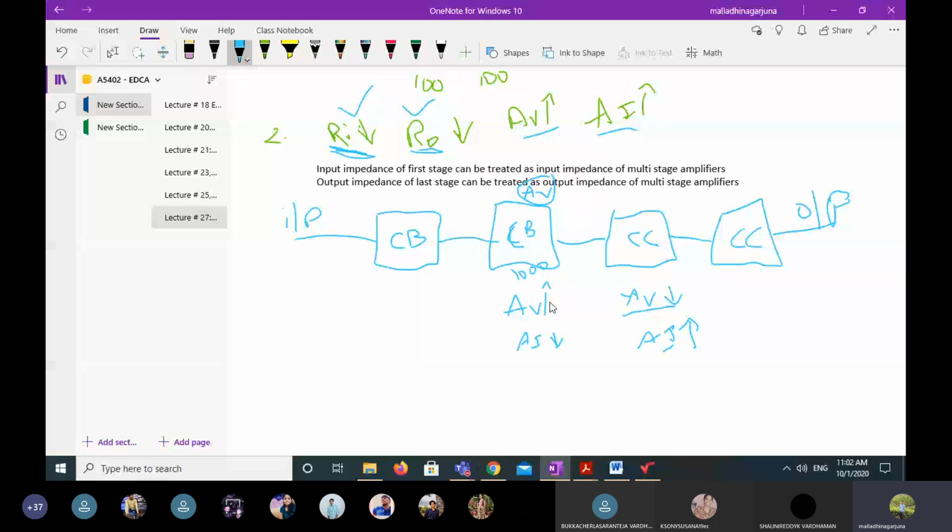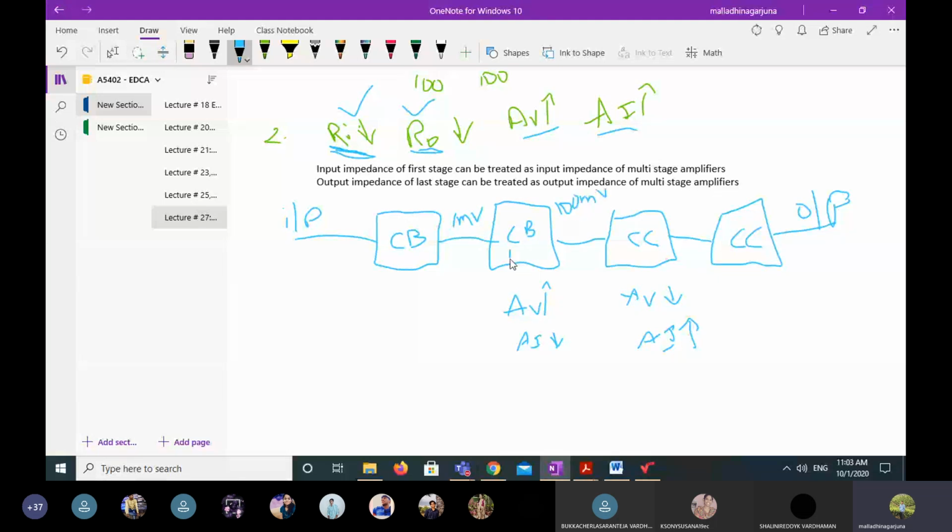For your easy understanding, I will take one example. Here I'm taking 1 millivolt as the input signal. Let us say my output is 100 millivolts. For the CB amplifier, it gives high voltage gain, so the gain is 100. The common base amplifier gives 100 times.